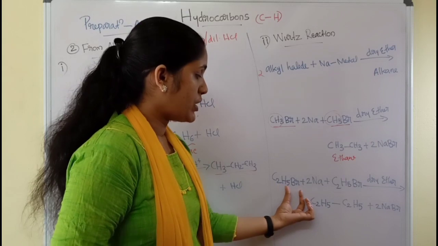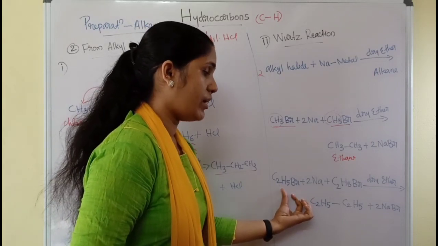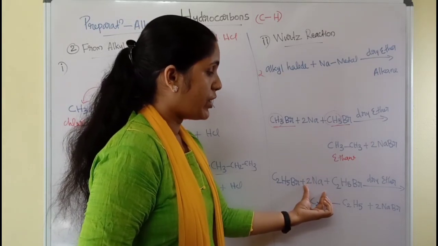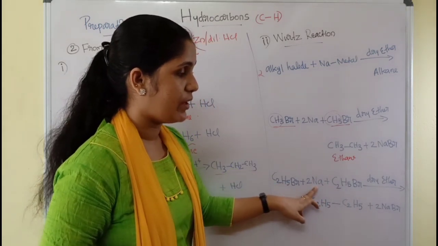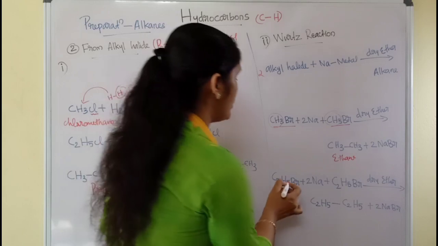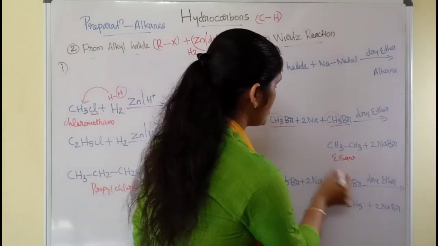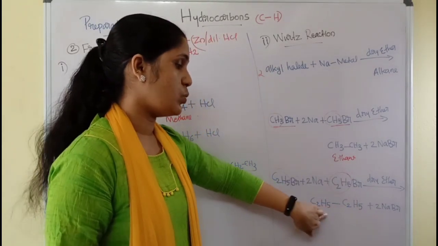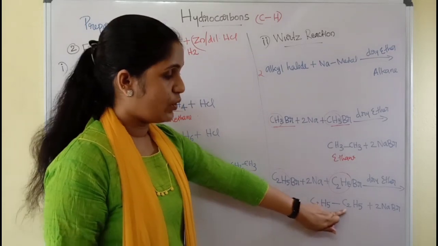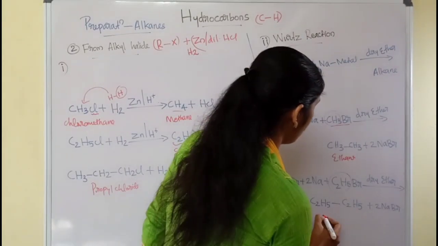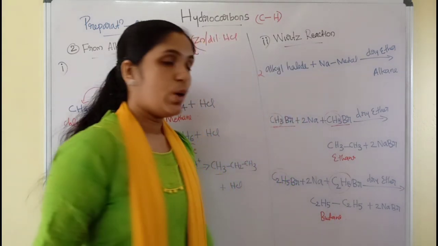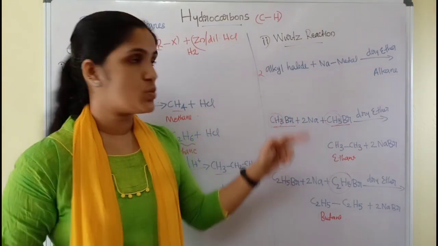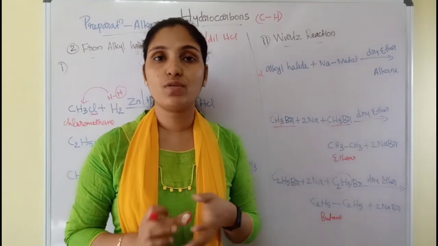Second one is C2H5Br. 2 molecules of C2H5Br on treating with metallic sodium in presence of dry ether, the C2H5 groups will be connected. Total 4 carbon, so C4H10, this is butane. So what is the drawback of this Woods reaction? What is the limitation of this Woods reaction?